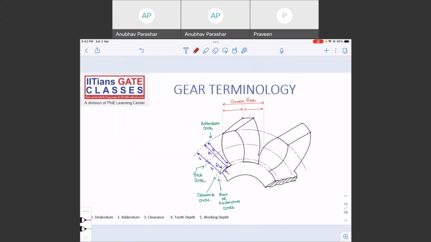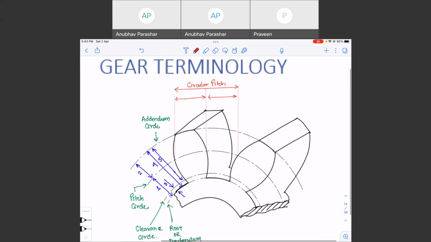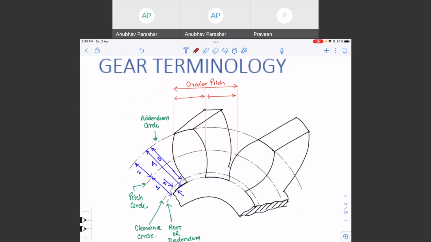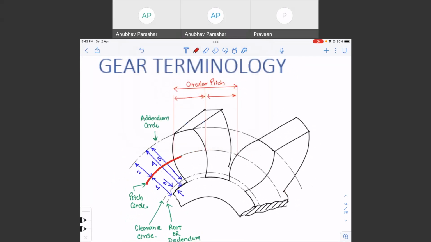Okay, so now we will go through the gear terminology. Let us cover it quickly because we have a lot of things to cover and we are really short of time. So what you can see is a gear, right? This circle is known as the pitch circle.